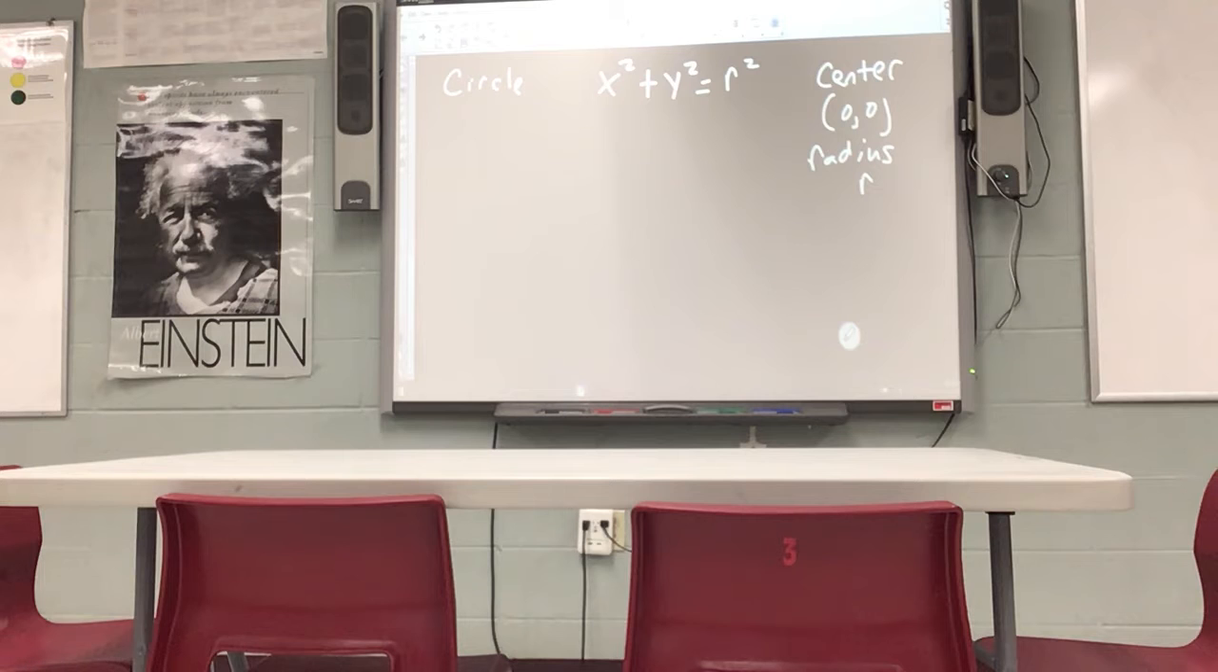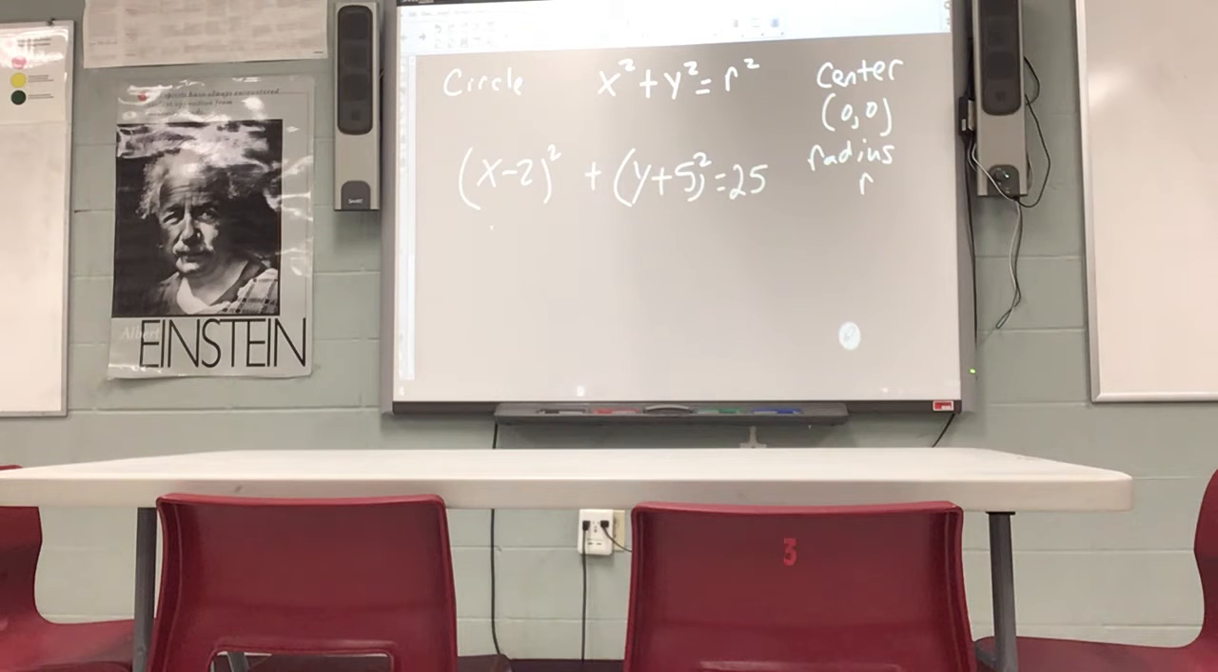The reason is because there's nothing being added or subtracted to the x, and nothing being added or subtracted to the y. Whenever your center is not at the origin, you'll start having stuff happening with your x and your y. For example, I could say (x minus 2) squared plus (y plus 5) squared is equal to 25.